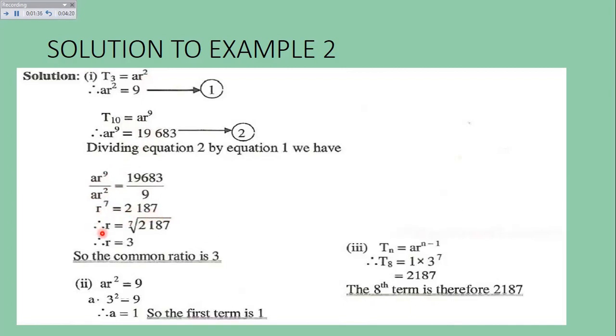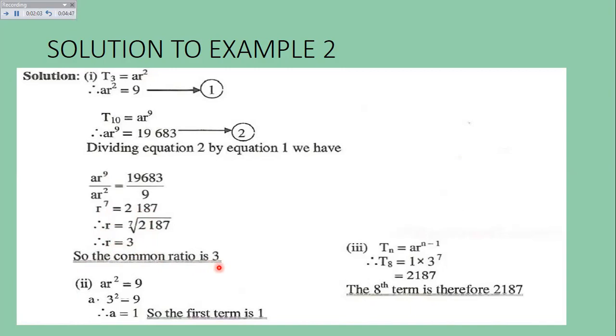So this is R power 7. Now, for us to find R, we have to find the 7th root of 2,187, which, when we key in on our calculator, is going to produce a 3. So the common ratio is therefore 3. Okay, one has been found.